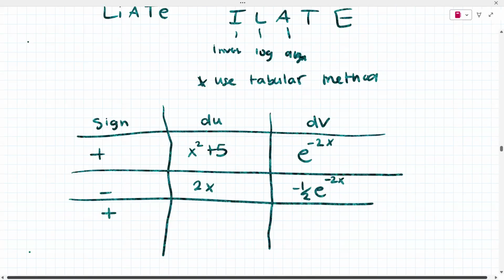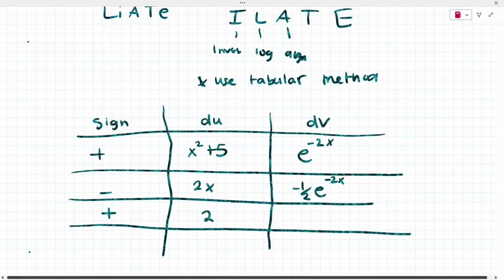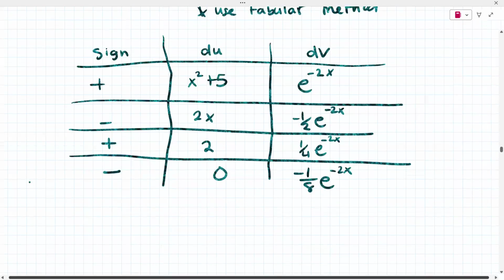And then you have a plus. The derivative of 2x is 2. The integral of negative 1/2 e to the negative 2x is positive 1/4 e to the negative 2x. And the sign changes, and then the derivative of 2 is 0. The integral of 1/4 e to the negative 2x is negative 1/8 e to the negative 2x. Okay, so if you recall, this goes with this, this goes with this, and 2 goes with negative 1/8.